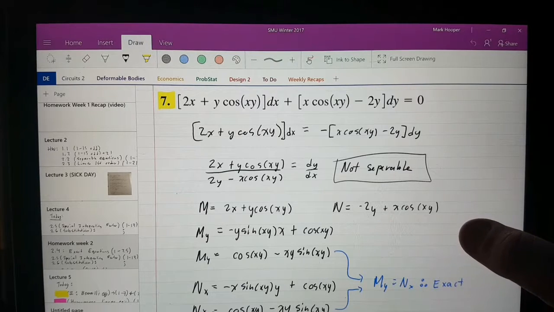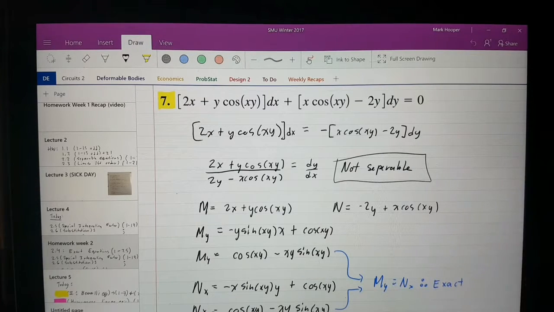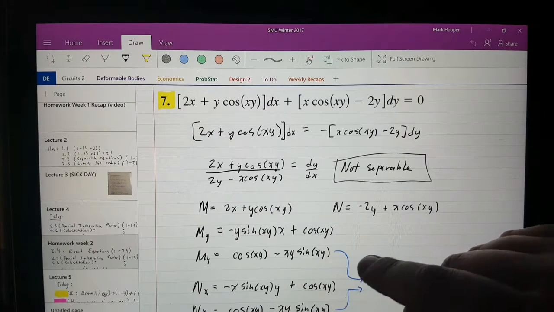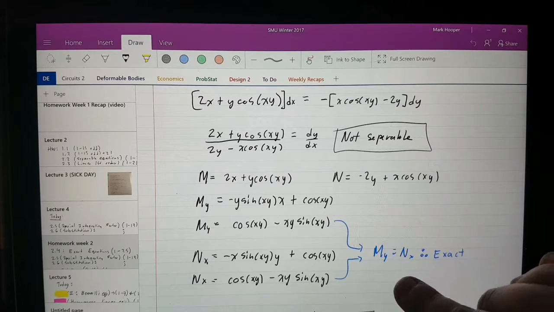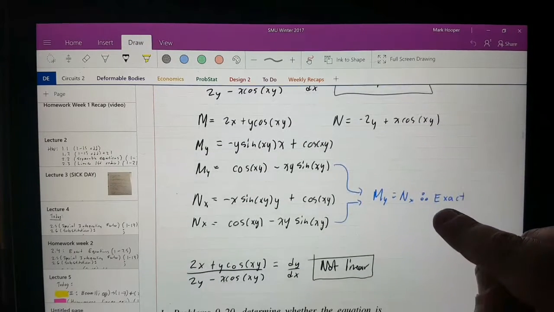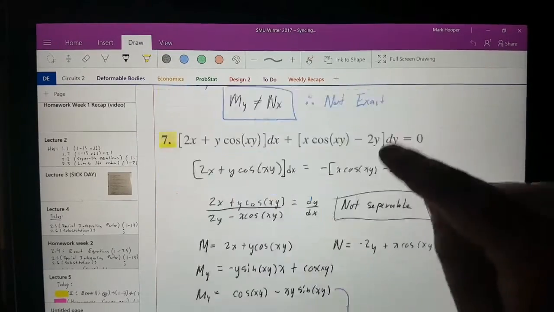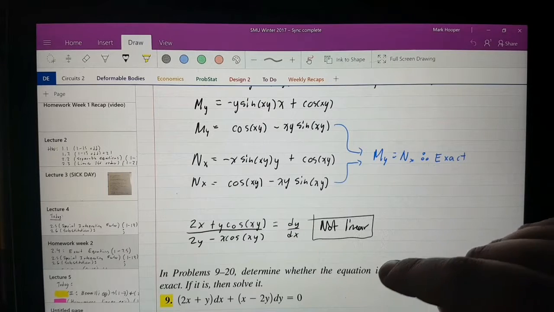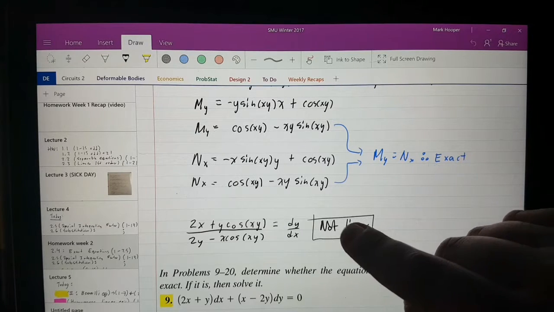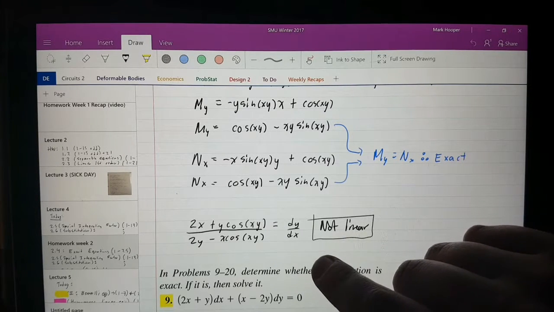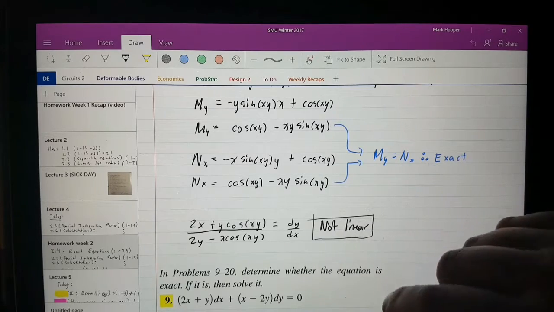Yeah. So anyway, that's the gist of this one. We have M and N. We're going to take the 2 partials, and they're equal to each other, so it's exact. Oh no, sorry, this was the same as the other ones. It's the next one that is like that. And it's not linear because you can't turn it into that form.